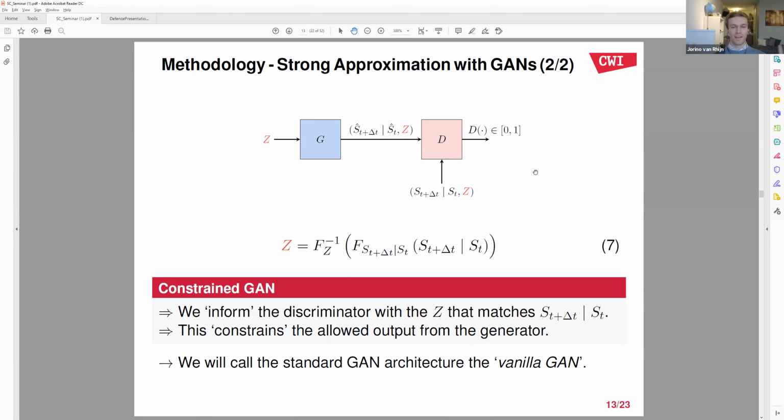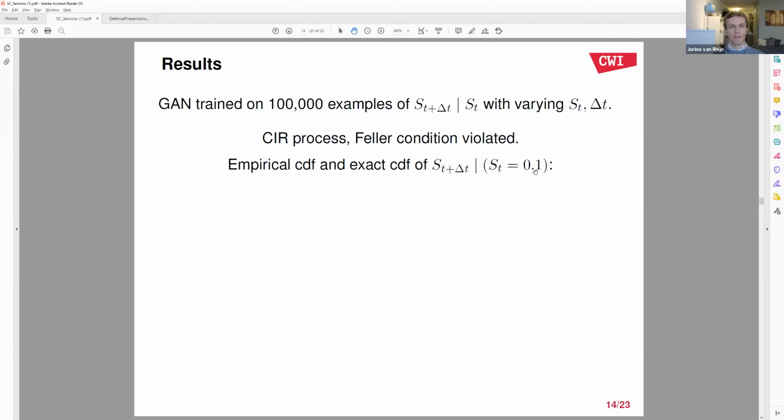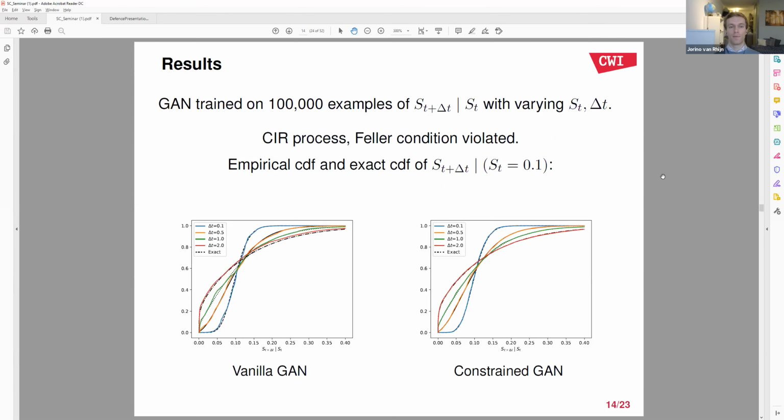And the standard architecture we'll call the vanilla GAN. So basically that acts as a baseline throughout the results. So let's see what this can do. I'll mainly focus on paths. But I'll quickly show just what happens if we try and fit the conditional distribution.